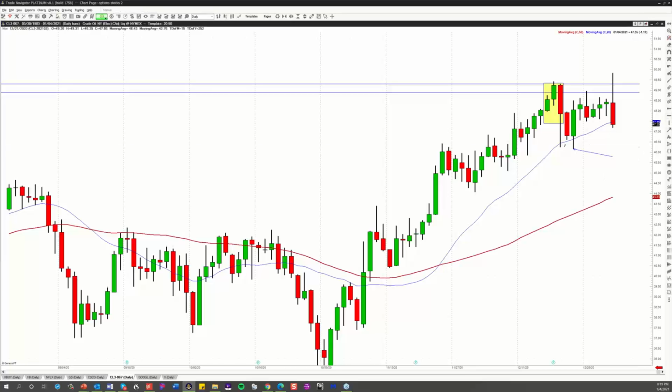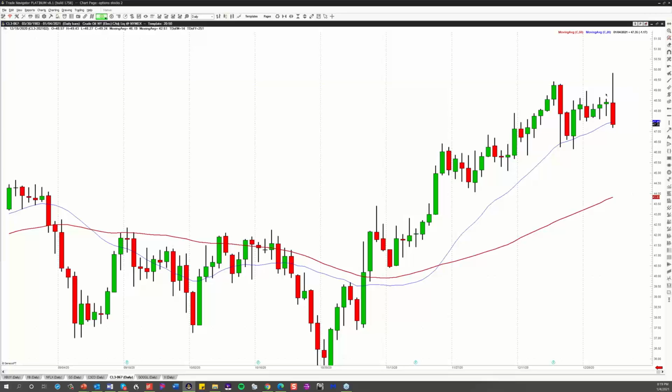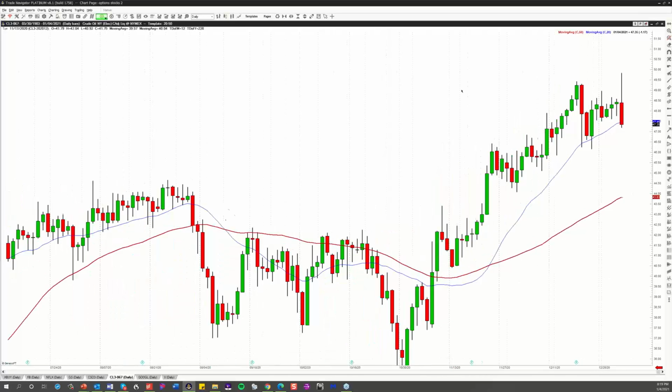And that actually is my first potential support area. Make it a zone here, right around $46. And resistance, based on an intraday view, would potentially be today's high.